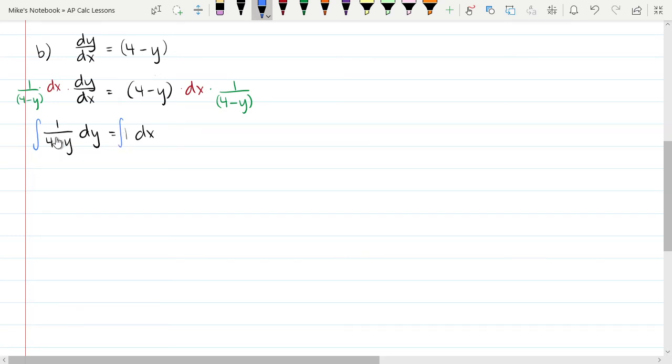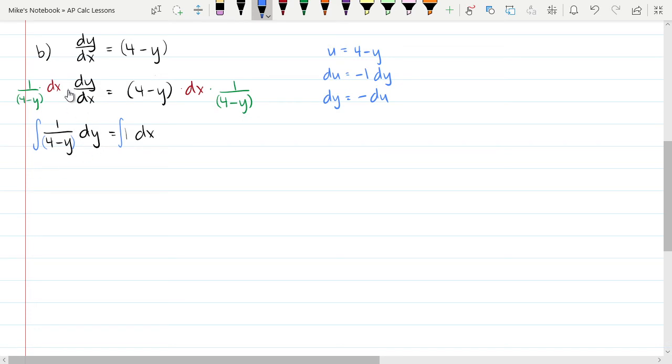Now on the left side, this is technically a tiny little u substitution. So I'm going to do that off on the side. I'm going to let u equal 4 minus y. So du equals, and you have to be careful here, this is going to be a negative 1 dy. So that means dy equals du over a negative 1, or just a negative du.